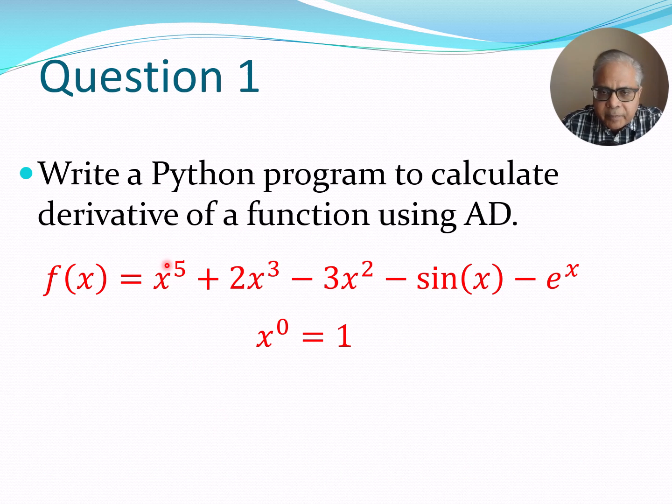So let's straight away get into coding, and let's write a Python program to calculate a derivative of this function using AD. Now this function is a simple single variable function, x to the power 5 plus 2x cubed minus 3x squared minus sin x minus e to the power x. And of course, this is something which we can easily differentiate from our knowledge of calculus at high school level. So we will do that, and then we will compare it with the value which comes out of the AD method. We are going to do all this at the point x is 1.